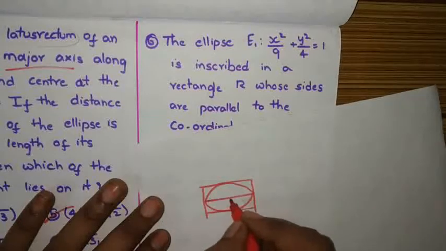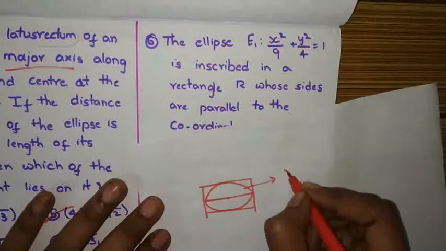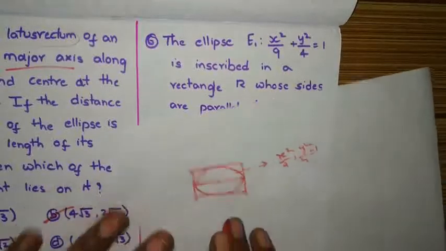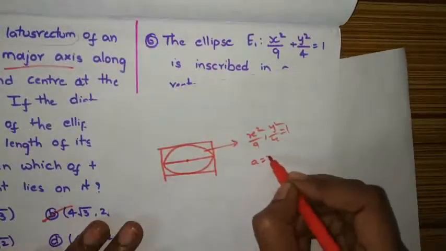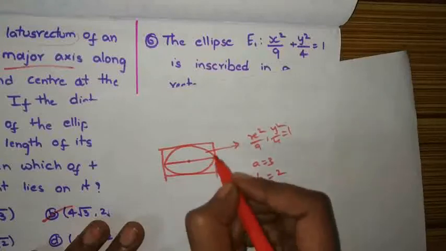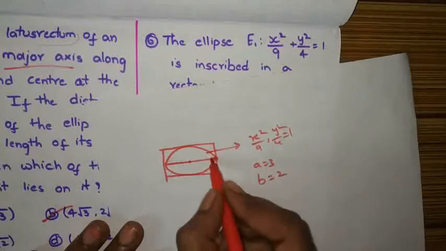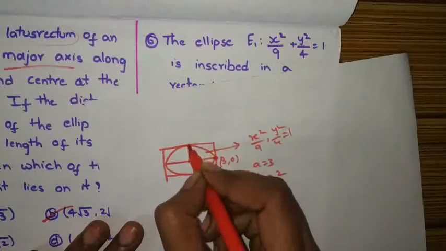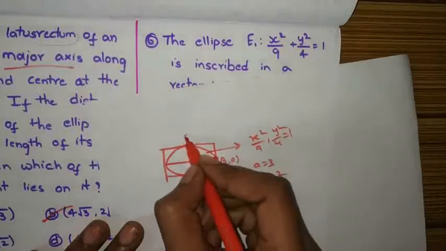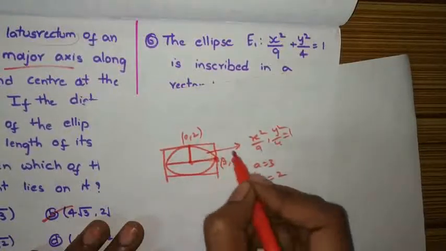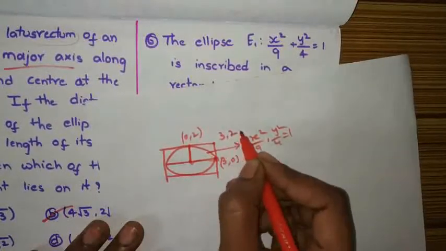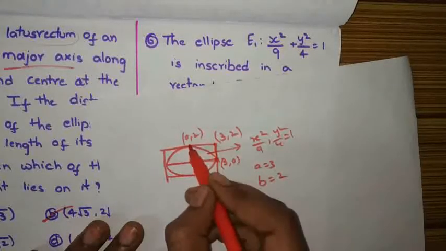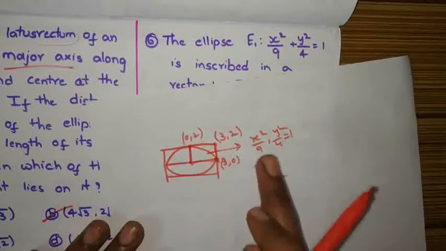And this ellipse equation is x square by 9 plus y square by 4 is equal to 1. So a value is 3 and b value is 2. See, this is the vertex of the ellipse. So I can say that this is 3 comma 0 and this is the minor axis vertex, that is 0 comma 2. So from this I can say that this point is 3 comma 2. Alright. The x coordinate will be the same here and the y coordinate will be the same here. So 3 comma 2 is the point.